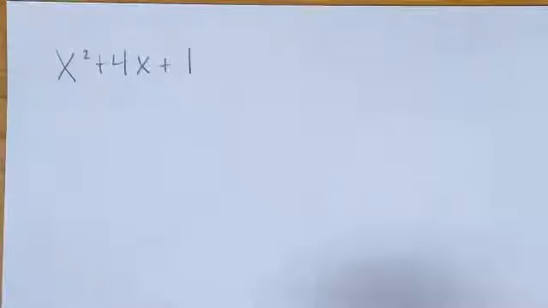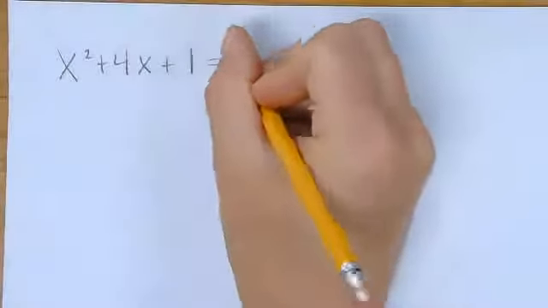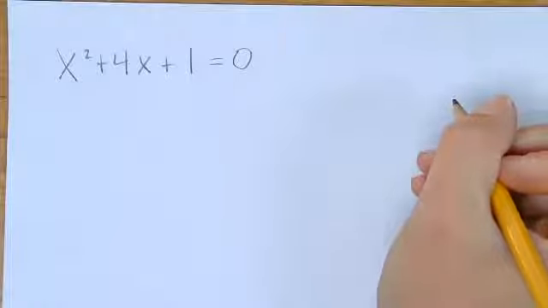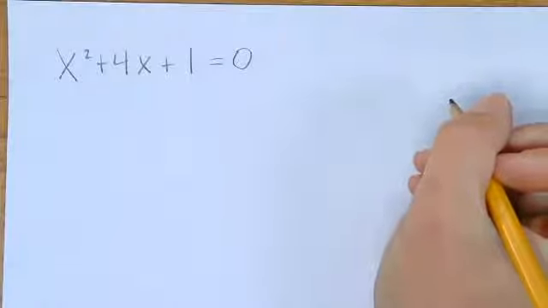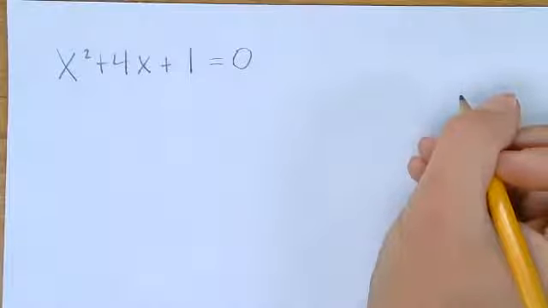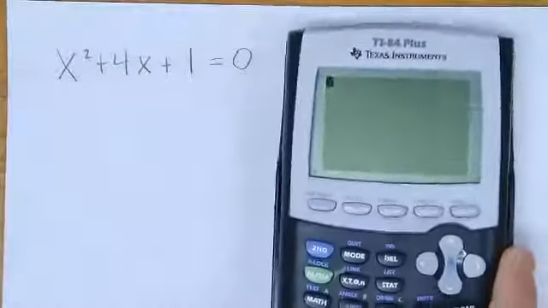All right, so I want to solve this equation, x squared plus 4x plus 1 equals 0. And we know that that's the location where the graph crosses the x-axis. We can call those solutions zeros, roots, or solutions, and we find them at the x-intercepts. How can we find these using a graphing calculator?